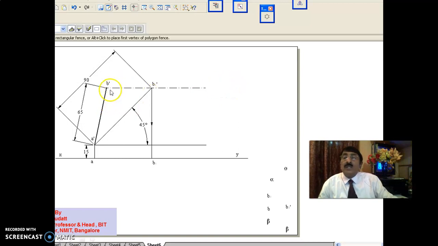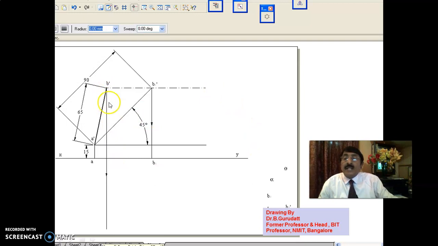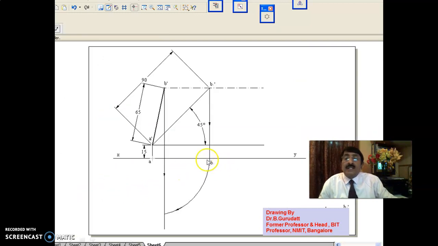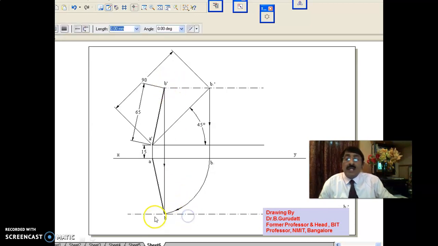Now what you do, no? This is A dash, B dash. Take a projector from B dash. Somewhere here you should get B. For that, what you do? The true length is here. The corresponding other view is parallel to the XY line, which you can rotate till it cuts the end projector or locus. The locus is not there, but at least the end projector is there. You rotate till it cuts the end projector. Wherever it cuts the end projector, this point is B, and this is B dash. Now, once you get B, draw the locus here.